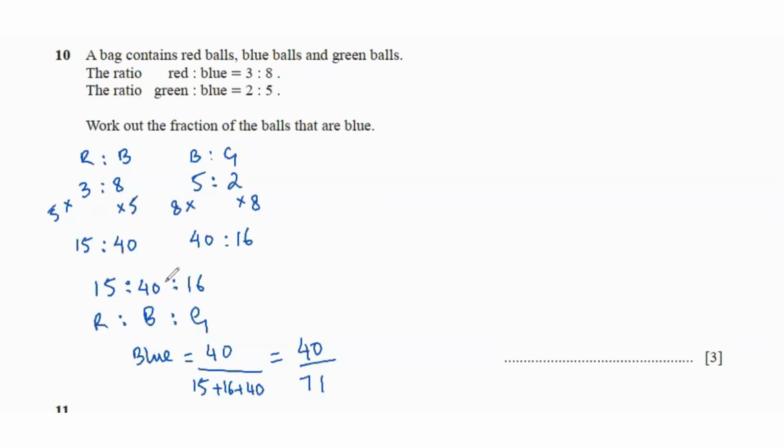So always remember to make the quantity that is common equal first, and then multiply the other two quantities with the same number as well that you did in those specific ratios.